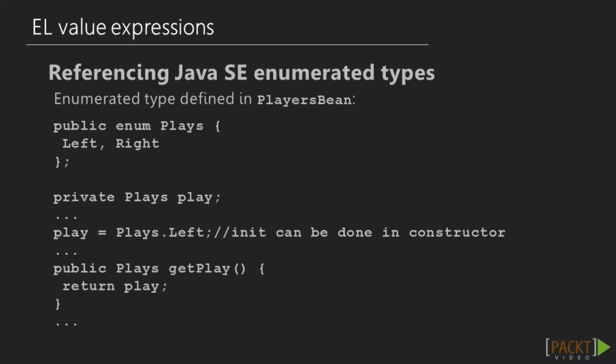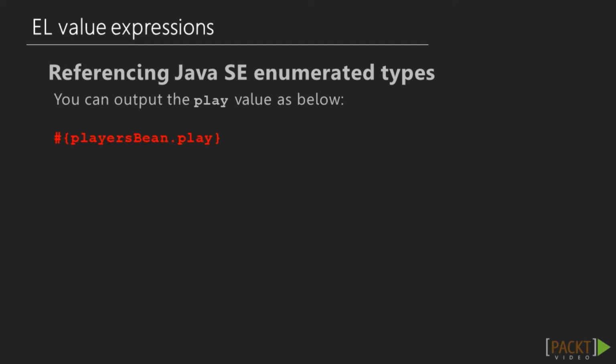Now, EL can access Java enum types using a string literal. For example, let's have an enum type named Place that contains two values, left and right. In the player's bean, we declare a field of type Place named simply play. Further, you can easily access the play field by using its getter as shown in the following line of code.